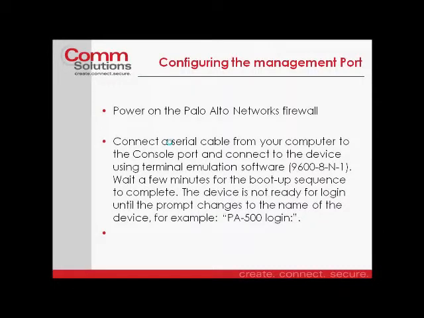Our initial configuration will be by powering on our Palo Alto Networks firewall, and then using the serial cable provided, we will connect that to our computer and connect it to the console port on our firewall. We will use some terminal emulation software. Typically, I will use PuTTY with the settings of 9600, 8N, and 1. After a few minutes of the boot up sequence, we will get a prompt for the login of our firewall.